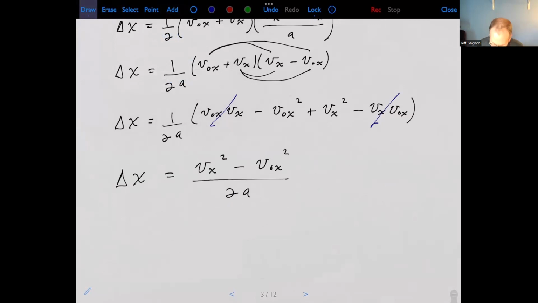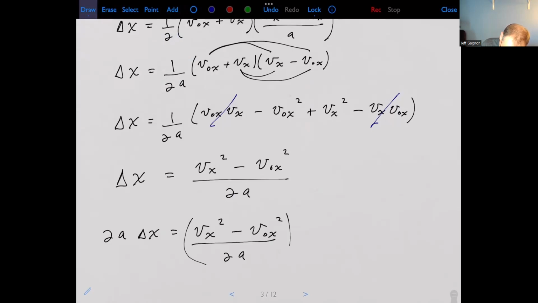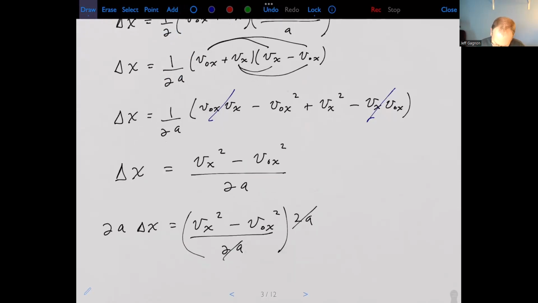And then I can multiply both sides by 2a. So the 2a's cancel, right? And finally, usually it's written, you solve it for vx squared. So I'll write it as vx squared is equal to, I'm going to bring this term to the other side. So I'll add it to both sides. So I'm going to get v naught x squared, and then I have a plus 2a delta x.